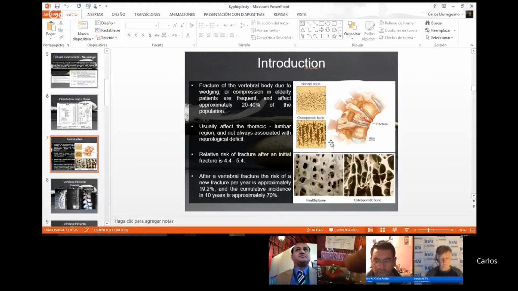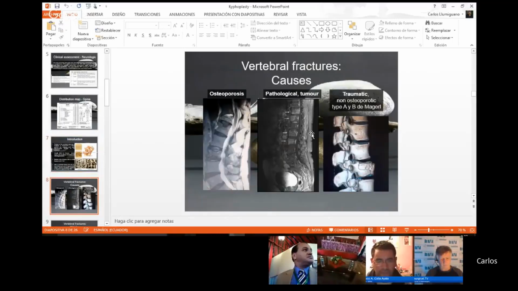In these pictures, you can see the normal structure of bone and below, the osteoporotic bone, with an important diminution of the mineralization of the vertebral bone. We can have different causes such as osteoporosis, maybe a pathological fracture, maybe tumor, and just a traumatic non-osteoporotic fracture, type A and type B of Magerl.